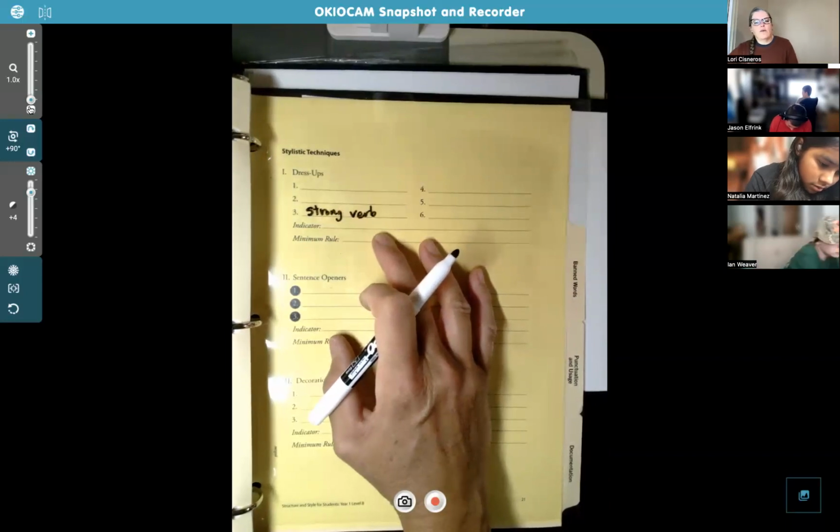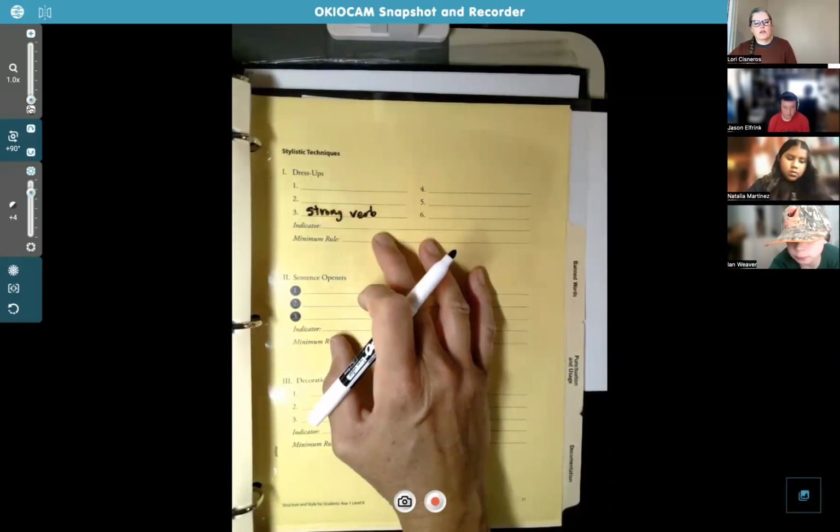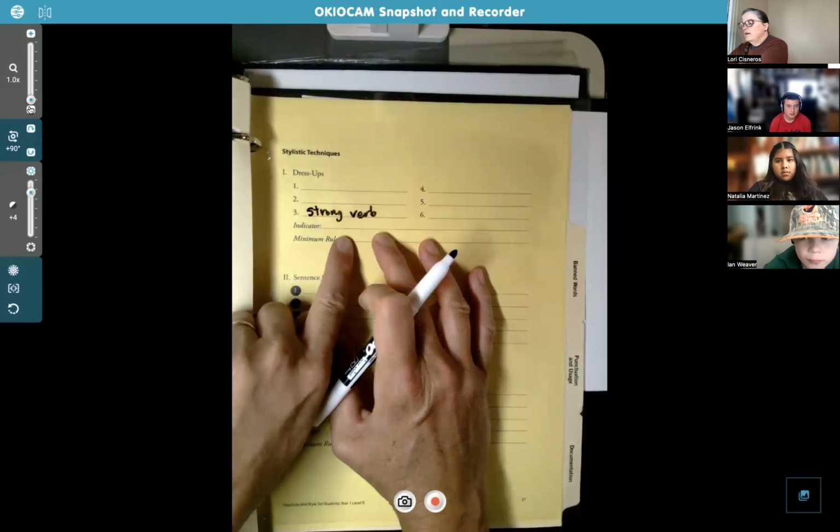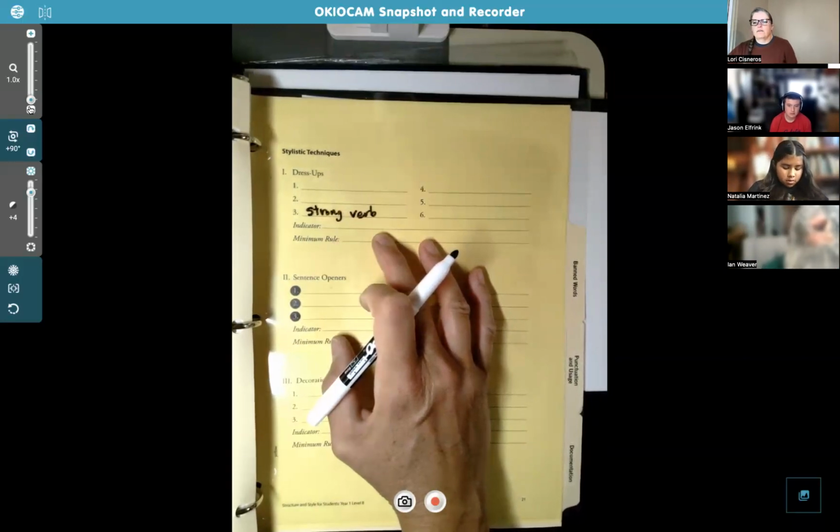Number 1 should be an ly adverb. Number 2 should be a who, which clause. And now we're adding one more strong verb. You guys got it? Okay, good.